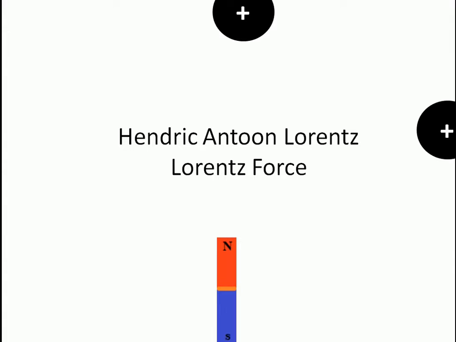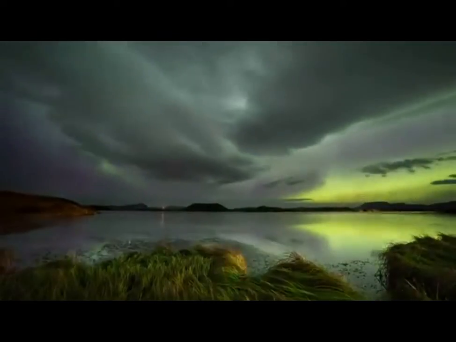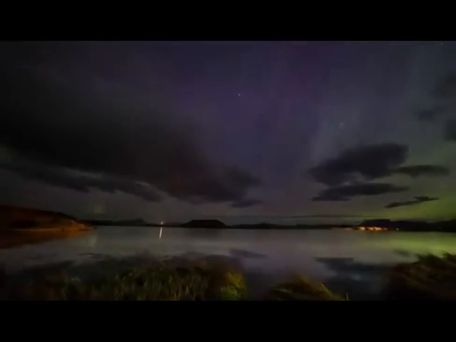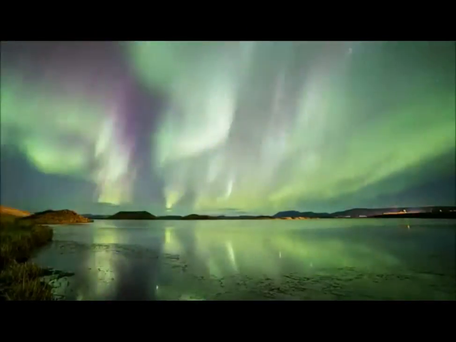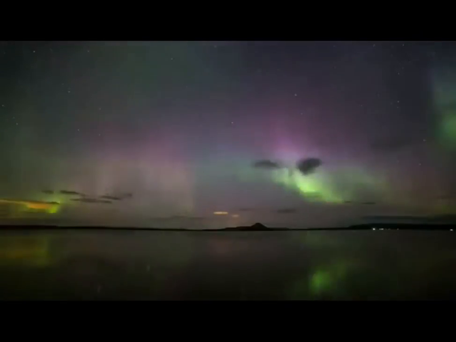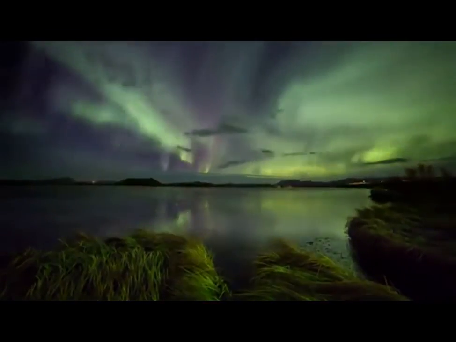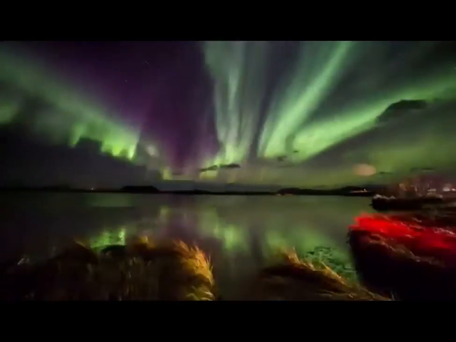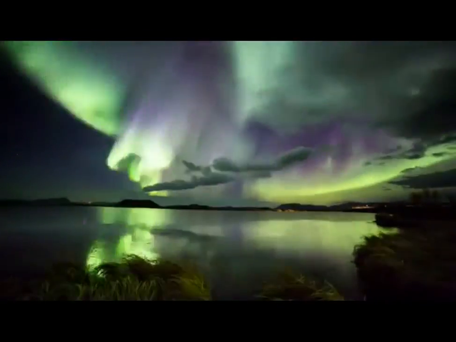Before we start with the derivation, I'll show you a small video where we can see the interaction of magnetic field and charge in nature. This is called aurora borealis. This happens due to the interaction of charge coming from the sun and the magnetic field of the earth. So this is aurora borealis, and this is a real life example of interaction between charge and magnetic field.